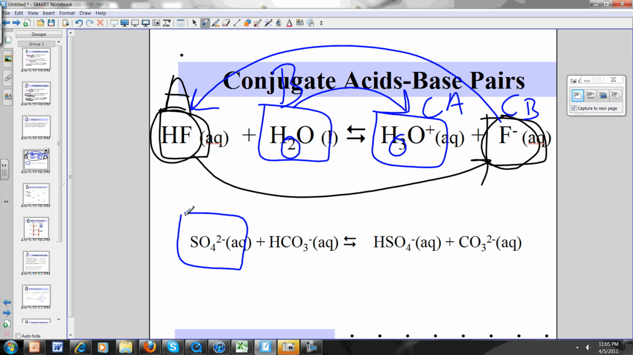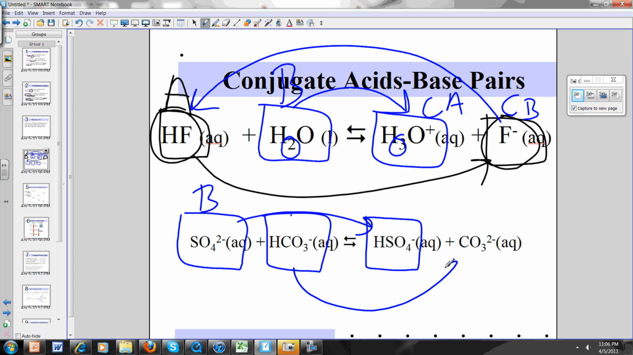We look down here at SO4 2-. When it goes in this direction, if it gains an H, it's a base, and it does, so according to Bronsted-Lowry, that's a base. Here, we look at HCO3-. From this side to this side, it loses an H, therefore it is considered a Bronsted-Lowry acid. If it's an acid on this side, it's a conjugate base on the other. This would be the conjugate acid. That's a key thing you need to know for the AP exam.